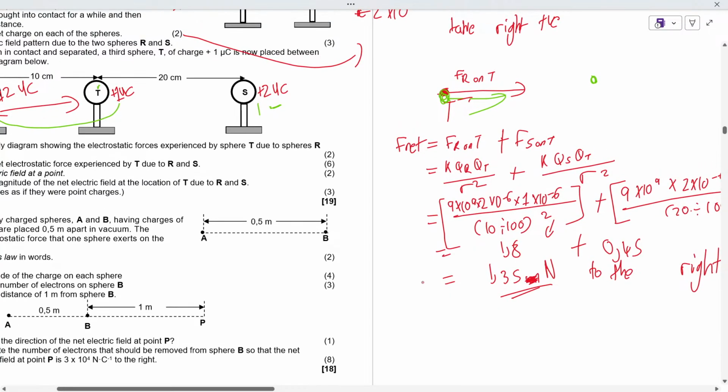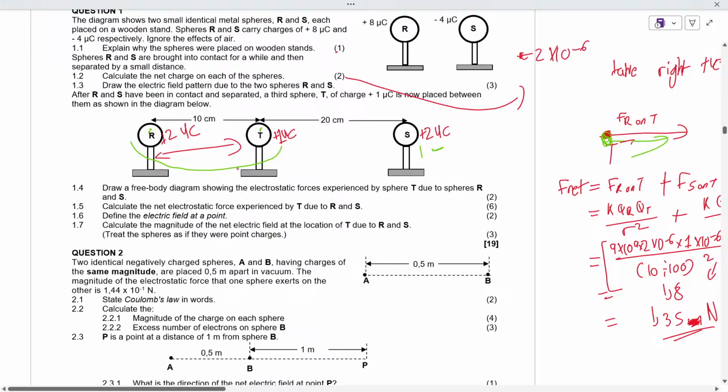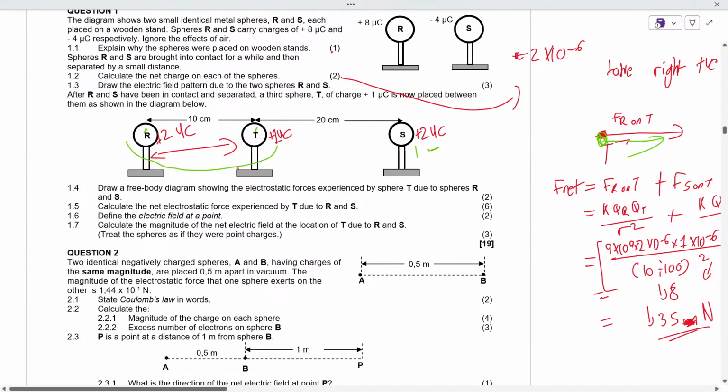All right. So the key is the free body there. So now, this still continues. What is the definition of electric field at a point? There's a formula. You must always know the formula before it can help you describe. Electric field at a point is the electrostatic force experienced per unit positive charge placed at that point.